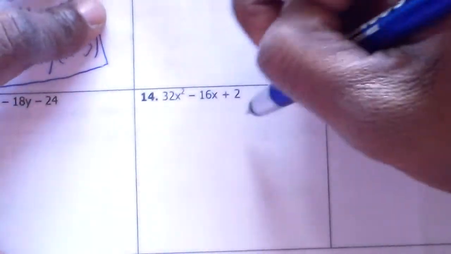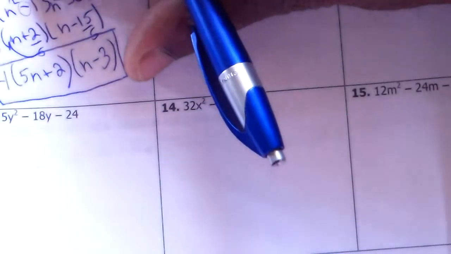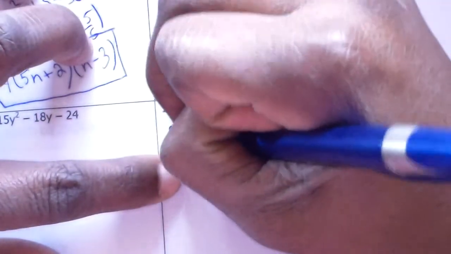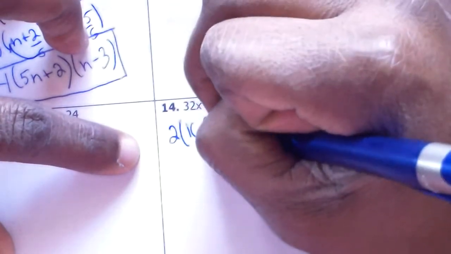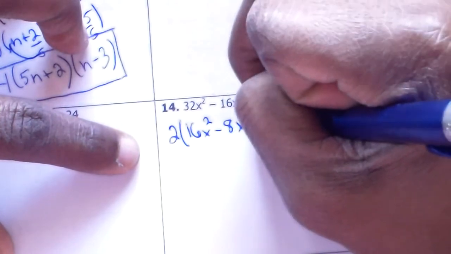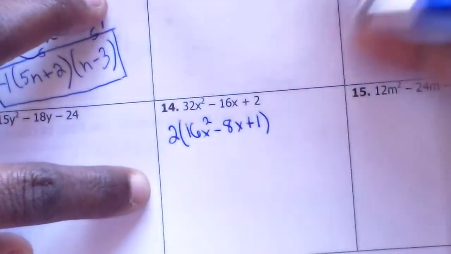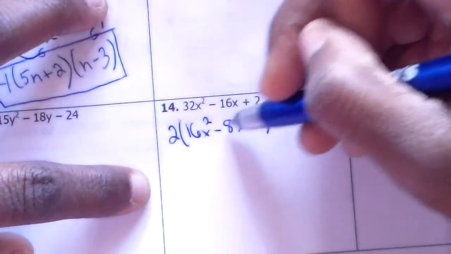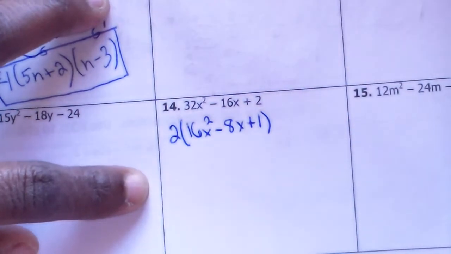So first step, check for a GCF. We could pull a 2 out of the problem because all 3 terms can go into 2, right? So if we pull a 2 out, then we're left with 16x squared minus 8x, and you have to put that 1 right there. Otherwise, your trinomial is not going to be right. So 2 divided by 2 we know is 1. Then that's as far as we can go with this greatest common factor because nothing else can go into 1 except itself.